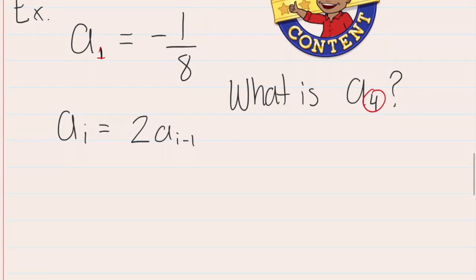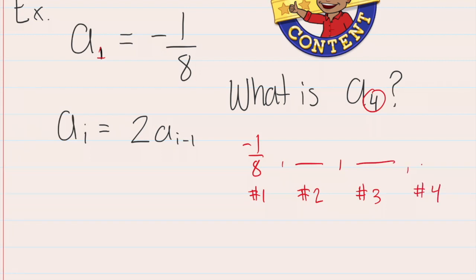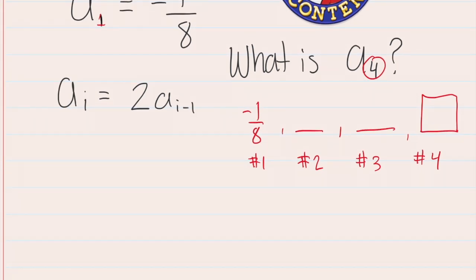So if we were to write negative 1/8, that will be term number 1. So we need to find term number 2. Let me write it over here. We need to find term number 2. We need to find term number 3. And we need to find term number 4, which is the one we really want. So how do we do this? Very simple. Let's do each one in order. Well, we already know a of 1 is negative 1/8. So we already have that.